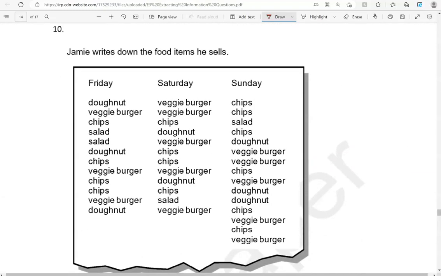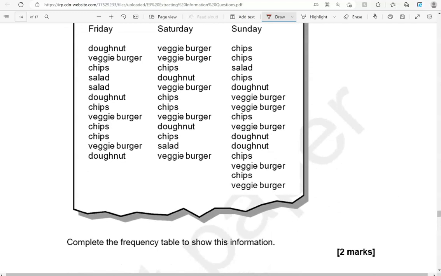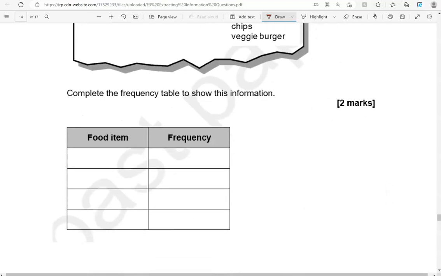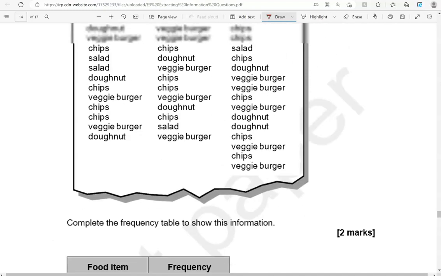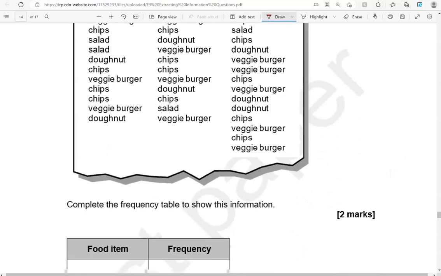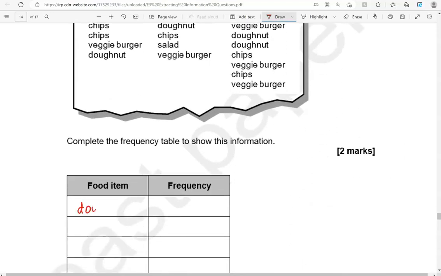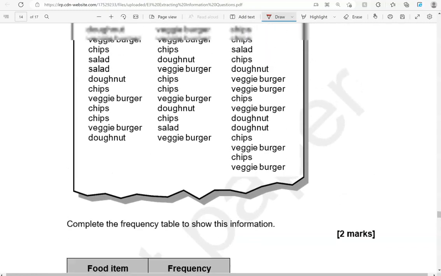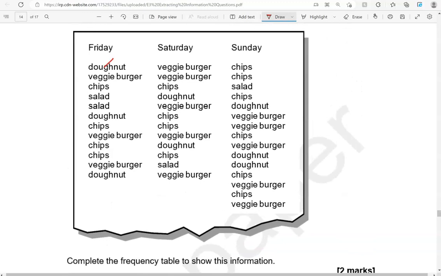Jamie writes down the food items he sells. Complete the frequency table to show this information. So let's have a look at what kind of food he sells. The first one is donuts, so I'm going to write that. Let's count all the donuts. So we've got 1, 2, 3, 4, 5, 6, 7, 8.